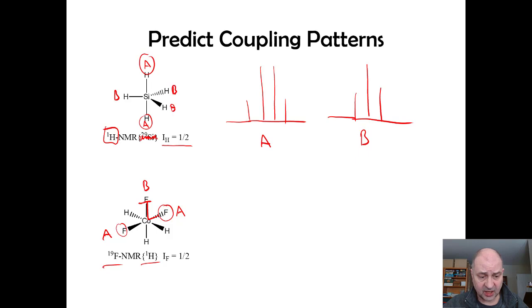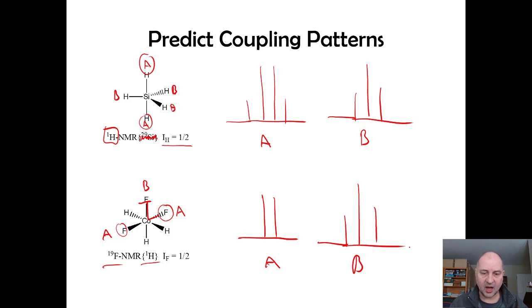So nothing really changes here. We just have signal A is going to be a doublet, and signal B is going to be a triplet, and we are done.